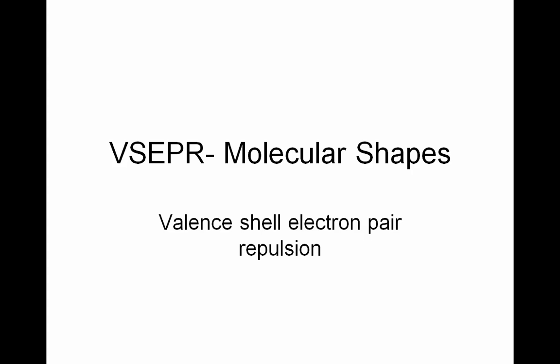And the idea is that they form a certain shape based on how many electron pairs you have. And that's why it's called the valence shell electron pair repulsion, because you're looking at how the electron pairs within the valence shells of all the different atoms within a Lewis structure, how they repel each other.